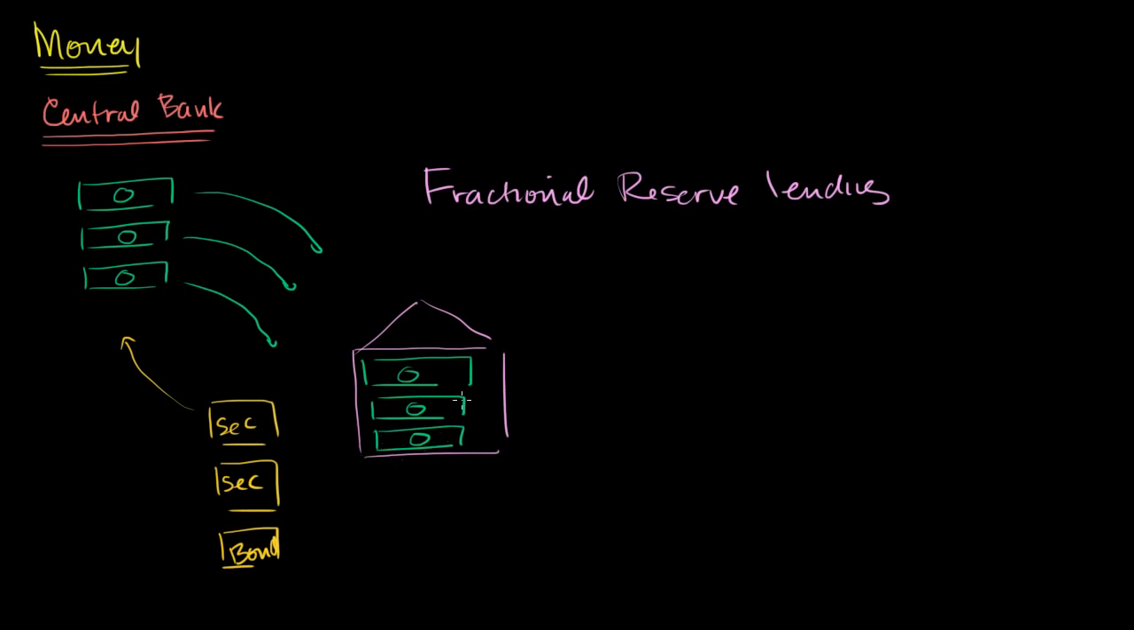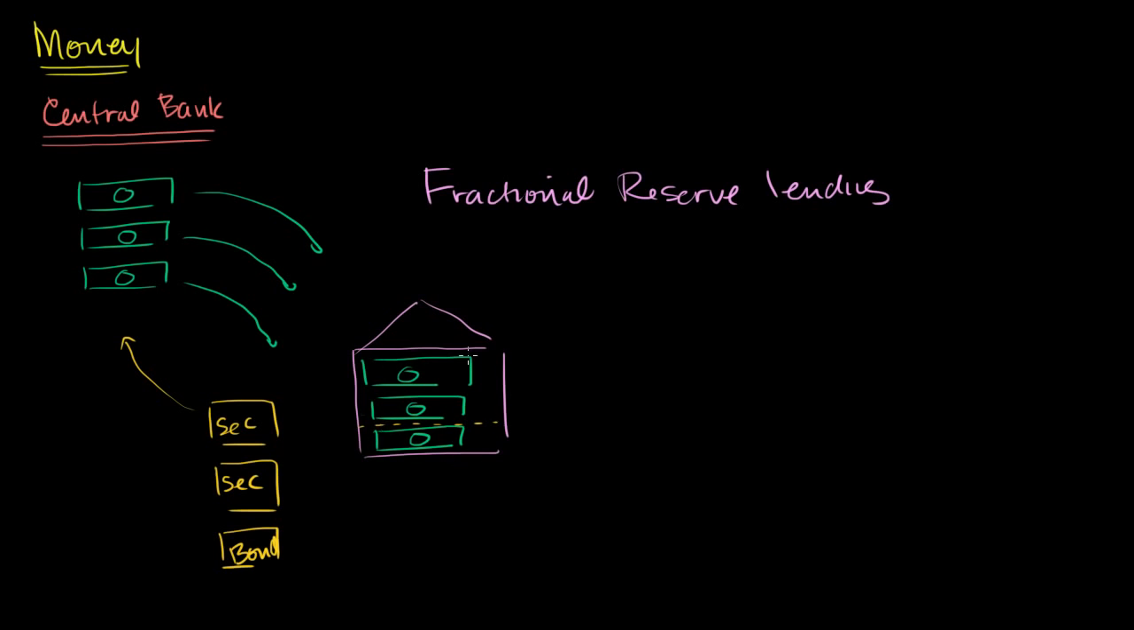But the reality is that this bank is allowed to keep only a fraction of these reserves and lend the rest of it out. In order for this system to not be super fragile, the central bank then also insures these banks, but we'll talk about that in more depth. But here I just want to show you how the money is created in this fractional reserve lending system.